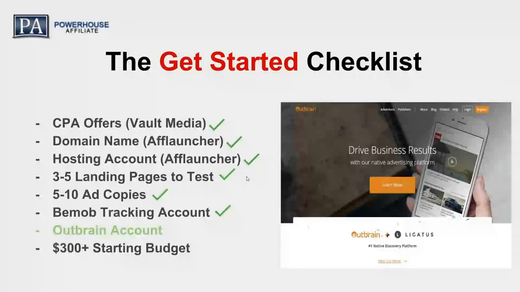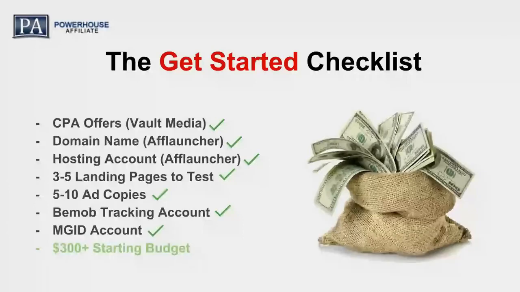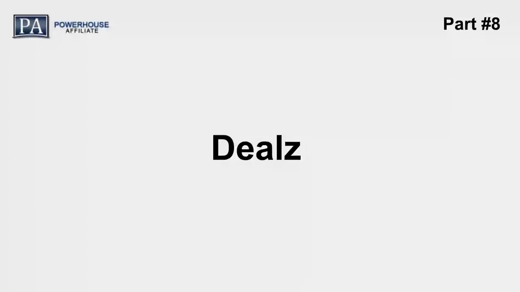And once you have your Outbrain account, you're going to need at least $300, is my recommendation to start testing. If you really want to start with $20 a day, you can do that, but you're really not going to get any data. If you can have 300 to 500 to start testing, maybe 50 to 100 a day, that's going to give you some data to move forward and decide whether it's even worth continuing. So at least $300.